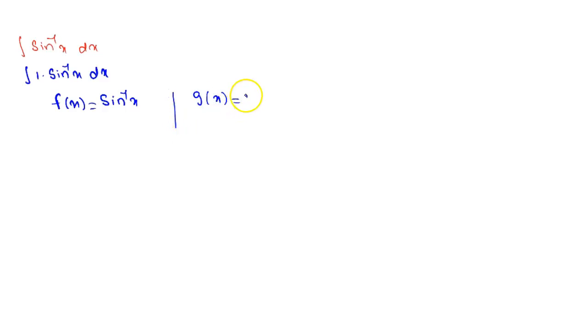Integration of sine inverse x dx. This is our question. Here also I am taking 1 into sine inverse x dx. According to that formula, inverse function goes to f of x. So here I am taking f of x is equal to sine inverse x, and g of x can be taken as 1.